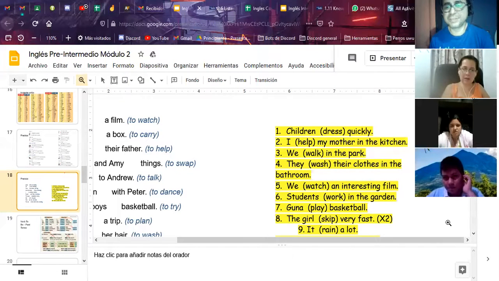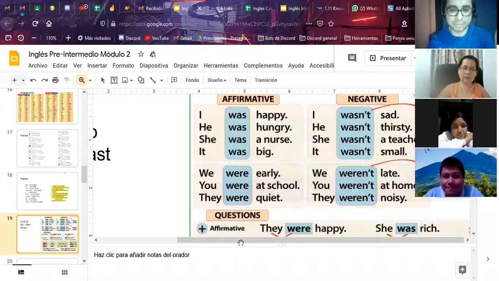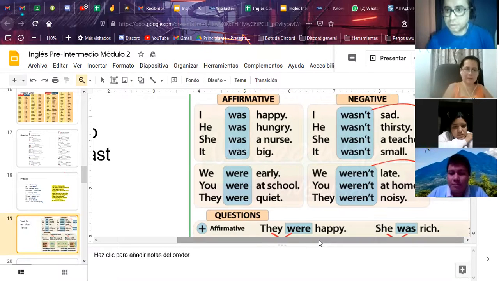Very nice. Very good. Okay, so this is like the exercise with the simple past tense, but we're going to move to another topic that is kind of similar. This is the simple past tense, but the verb to be. You remember that the verb to be is kind of different from what we see in the other verbs. It's very easy. Simple past tense of the verb to be is very, very easy.